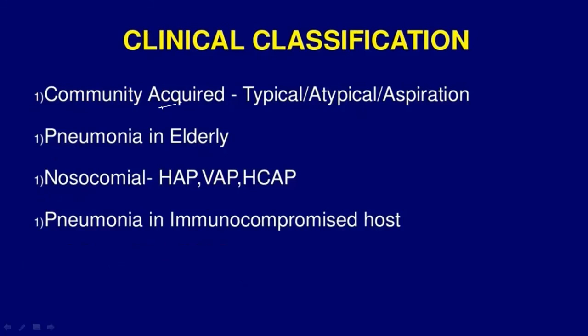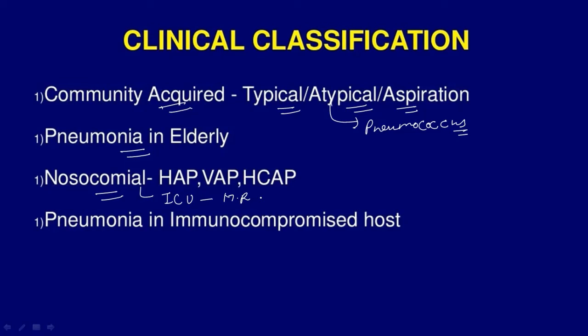Now, according to clinical classification, there is community acquired, atypical, typical, and aspiration. Community acquired is mainly due to pneumococcus, right? And pneumonia in the elderly, nosocomial, that means hospital acquired infection, ICU acquired infection. This develops due to methicillin resistant Staphylococcus aureus, very, very important. Or maybe due to Pseudomonas. If both are present in the question, opt for methicillin resistant Staphylococcus aureus. Second option is Pseudomonas always, right?